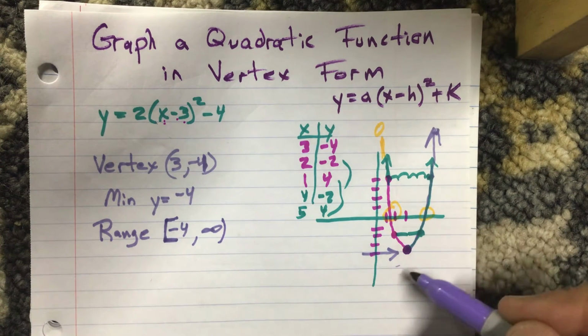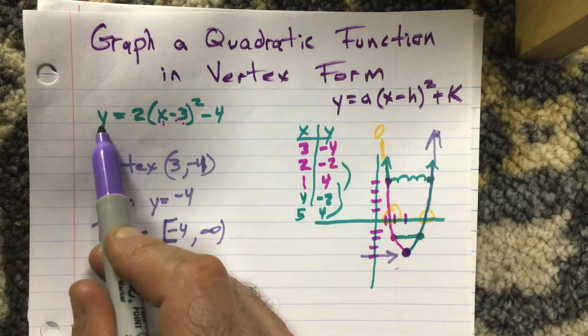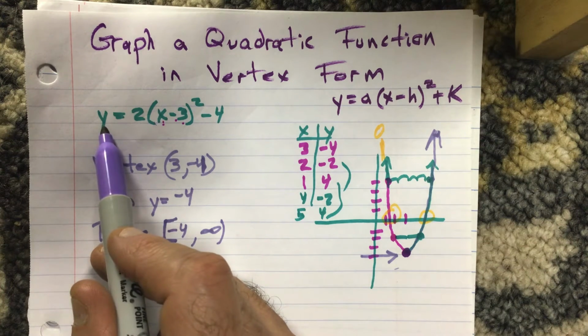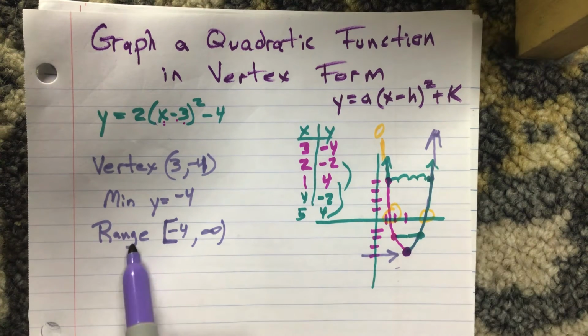I'll never get an answer of negative 5 because my graph doesn't exist down here. So no matter what you plug into this function, you can plug in anything you want. You're never going to get a negative 5 to come out for y because it just doesn't exist in your solution set. That's what you mean by a range.